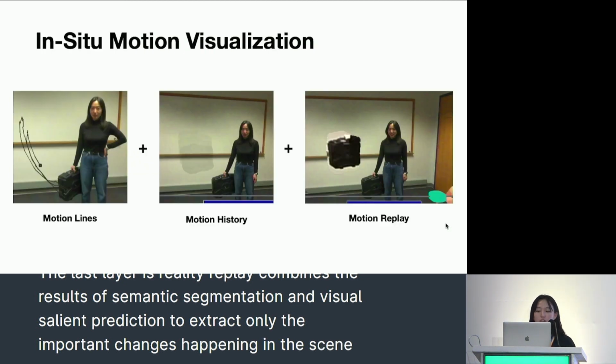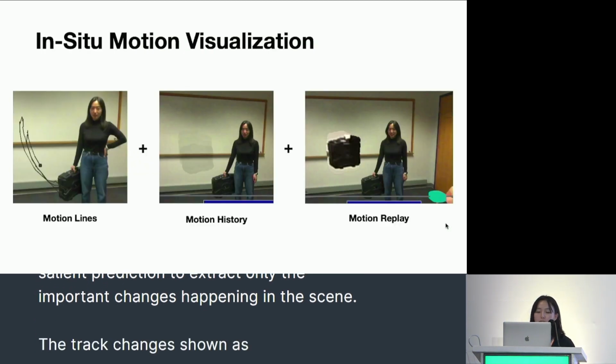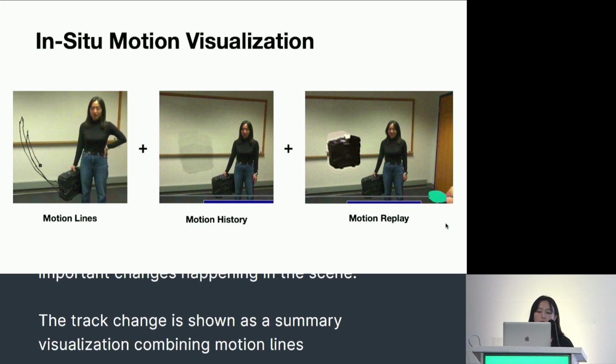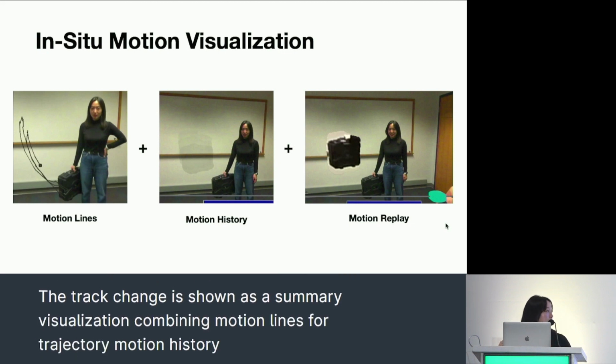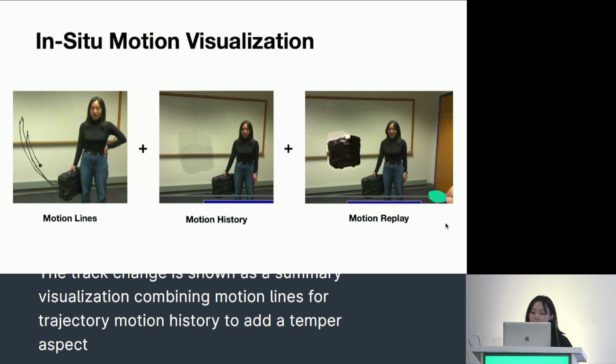The tracked change is shown as a summary visualization combining motion lines for trajectory, motion history to add a temporal aspect of differentiating, and motion replay to identify which object is moving by showing the object mask.